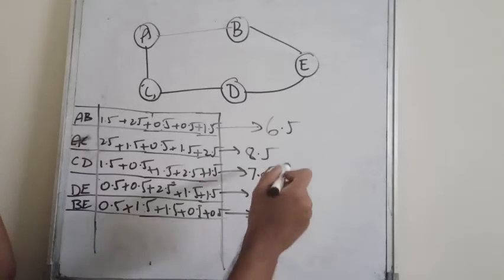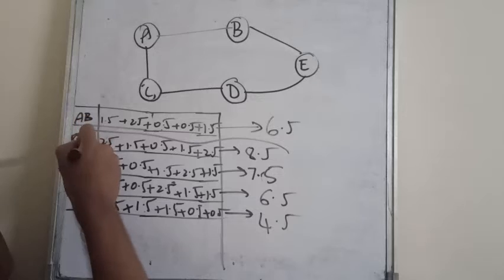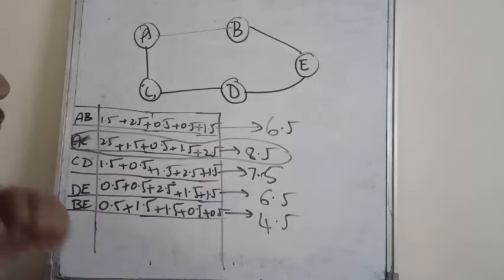Now, which is the highest? The highest is 8.5. Okay. So this is the edge that has to be removed. The one with the highest edge betweenness should be completely removed from the graph.